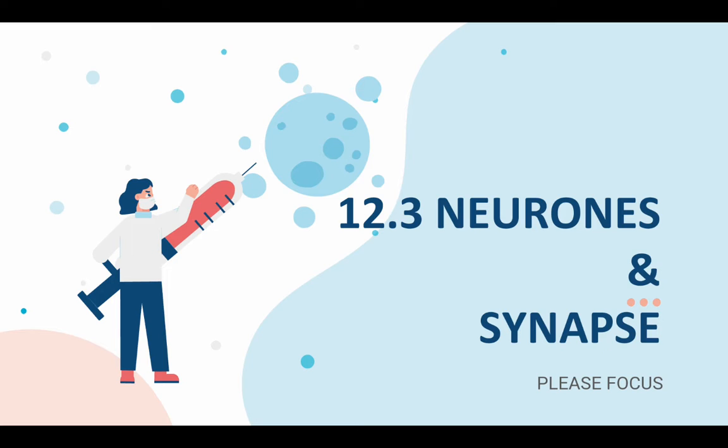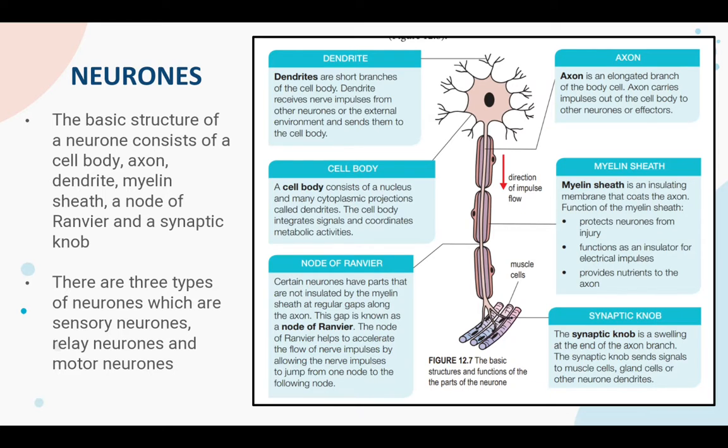So different cells would form tissue. Different tissues work together to form an organ. Different organs that work together would form a system. So the nervous system is made up of basic units called nerve cells or neurons. Okay, let's look at the neuron structure.